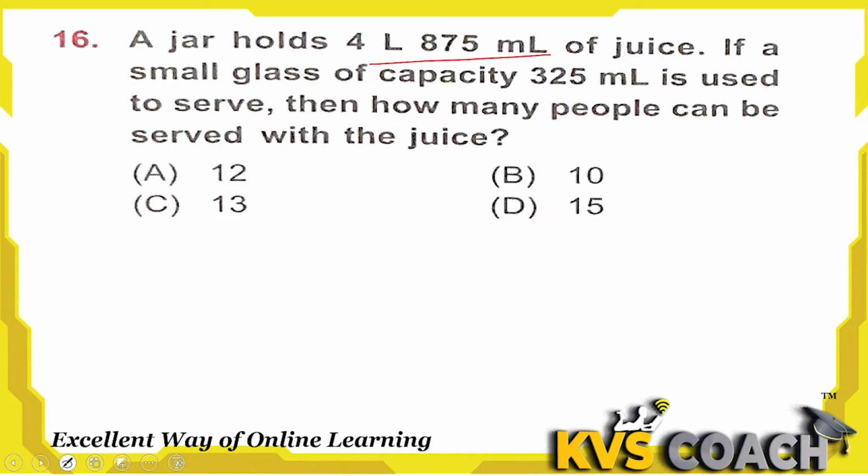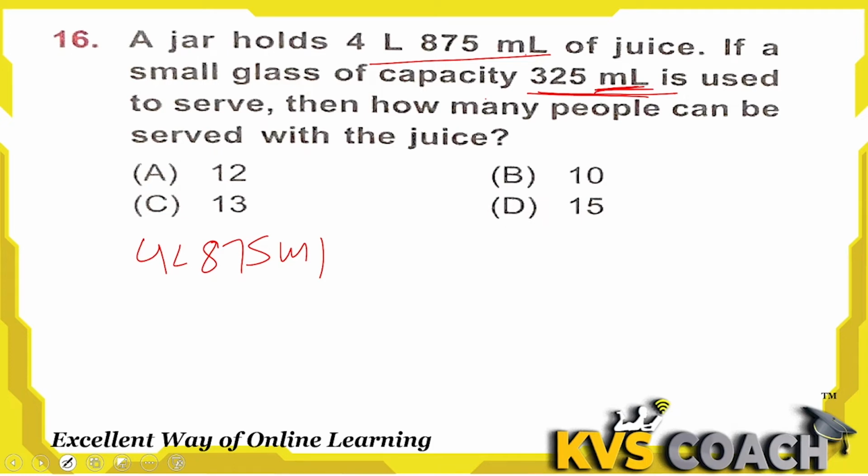Next is, a jar holds 4 liter 875 milliliter of juice. If a small glass of capacity 325 ml is used to serve, then how many people can be served with juice? देखो, a jar holds 4 liter 875 ml. If a small glass of capacity this is used to serve, so first we have to change into ml, because we will distribute in ml.